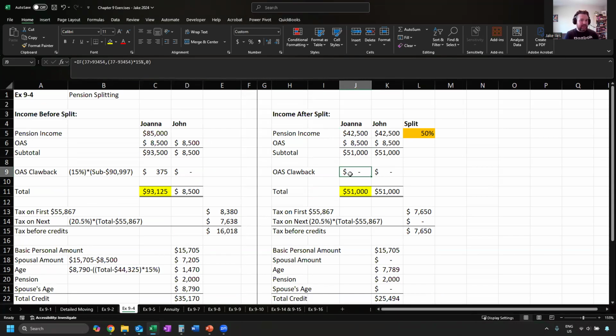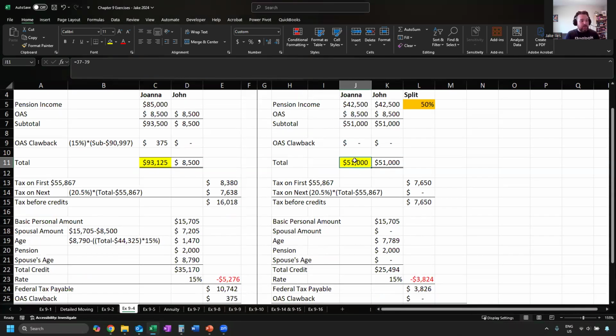There's no OAS clawback anymore, so they're both dealing with a taxable income of $51,000. So their tax return's going to be the same. We can look at the credits for one, and just double that outcome to get an idea of them combined. At $51,000, the taxes are only in that first bracket.